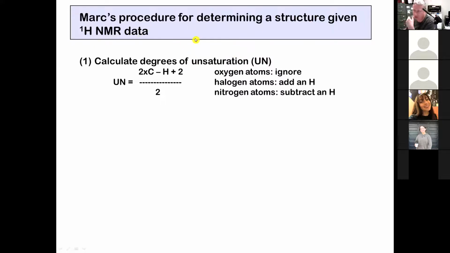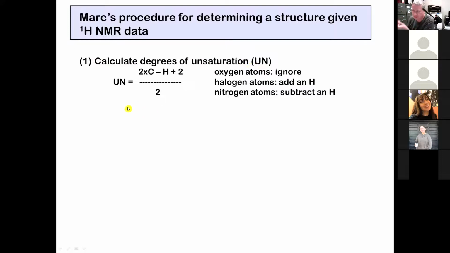This is the end of organic 1. You all should know this. You should all have a way of doing this. If I give you a formula, like C6H5Br or something, be able to figure out the degrees of unsaturation. This was really a prereq topic from organic 1, but I'm going to give you the simplified formula for calculating degrees of unsaturation.